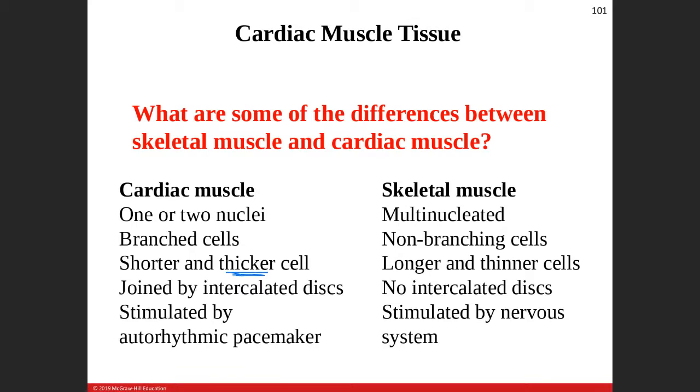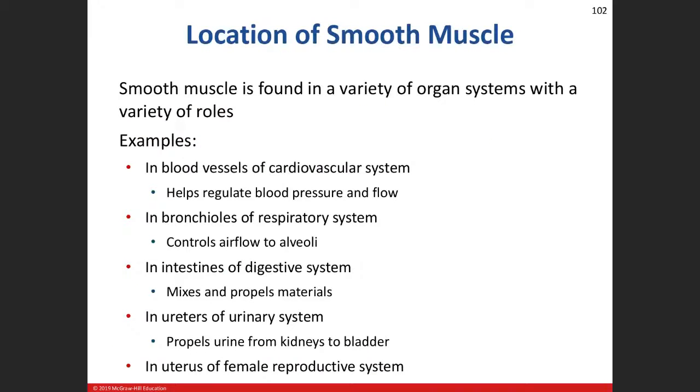Keep this in mind. Cardiac muscle is stimulated by the autorhythmic pacemaker, so it could just beat on its own. Whereas skeletal muscle is going to be stimulated by the nervous system, but not just the nervous system, the somatic nervous system. It's the voluntary nervous system. All right, that's it for cardiac. You'll go into a little bit more detail for cardiac.